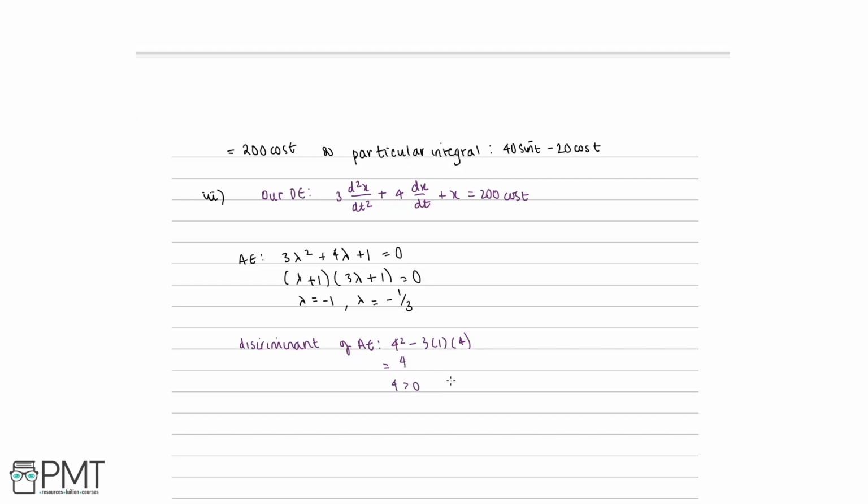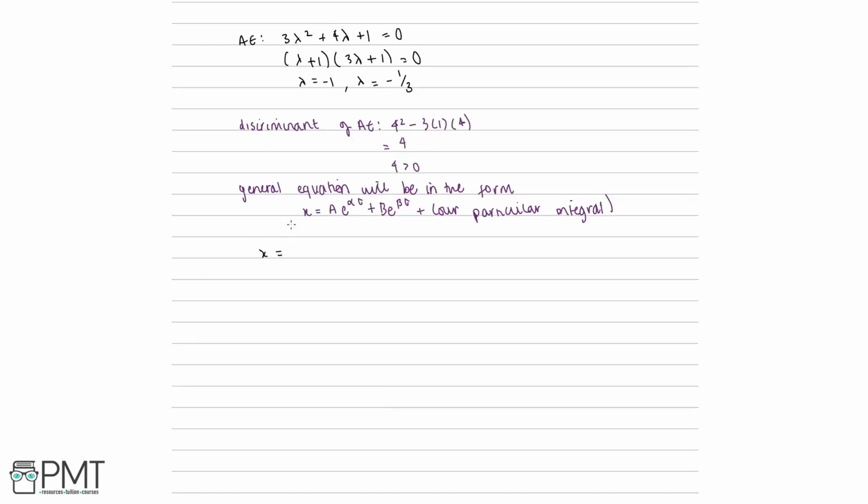So our general equation will have the form x is equal to a e to the power of alpha t plus b e to the power of beta t plus our particular integral. In this case, alpha is equal to minus 1 and beta is equal to minus 1 over 3, which we get by solving our auxiliary equation in order to find lambda. So we have x is equal to a e to the power of minus t plus b e to the power of minus 1 over 3 multiplied by t.